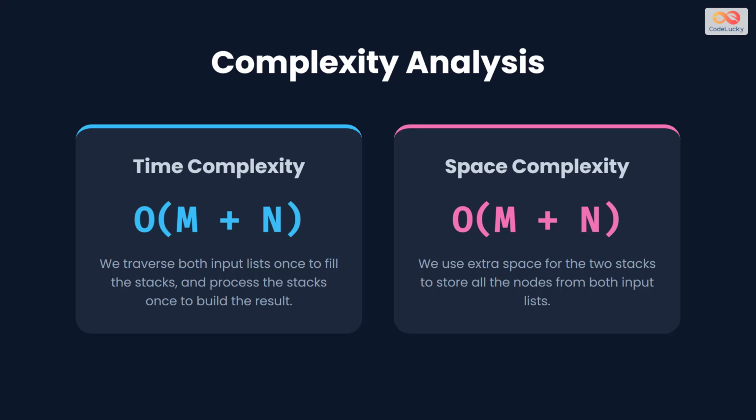Let's discuss efficiency. The time complexity is big O of m plus n, where m and n are the lengths of the two lists. We iterate through each list once. The space complexity is also big O of m plus n because we store all the elements in our stacks.